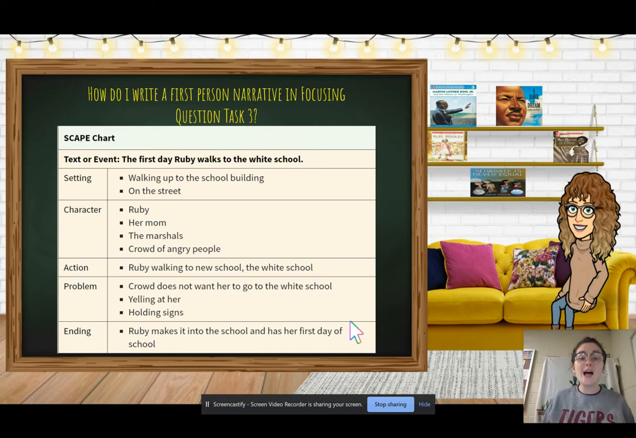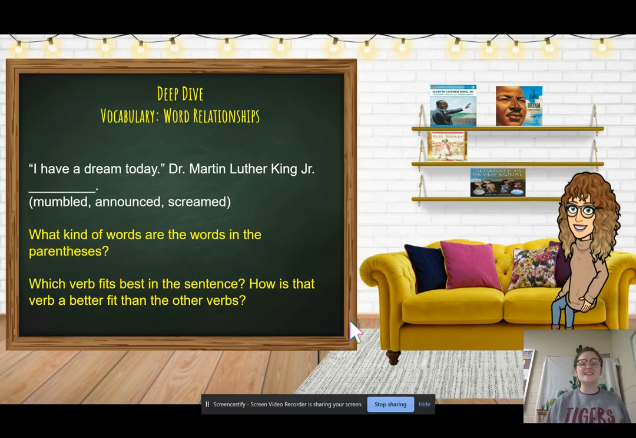It is going to help you when we start our narrative writing for our focusing question task number 3. So keep this in a safe place. You're going to need it soon. All right, Smarties, and let's wrap up today with a deep dive. So today we are going to be talking about vocabulary words and word relationships.